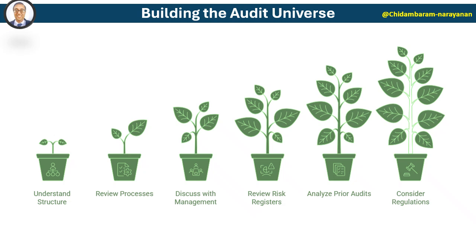Creating an audit universe requires a structured analysis. You start by understanding the organization structure. Then you review process documentation and policies. You speak with senior management to understand the operations and emerging risks. You review the risk register and previous audit reports. And you consider regulatory or compliance obligations as well. In entirety, you are mapping the organization from a risk perspective. This is what Audit Universe is all about.